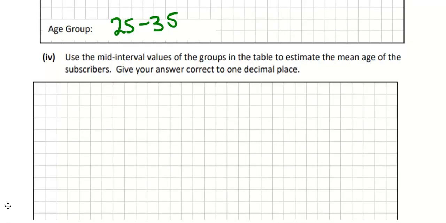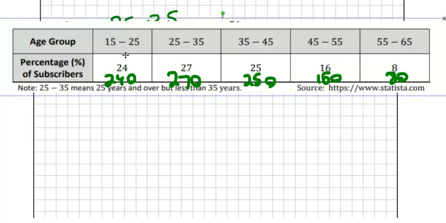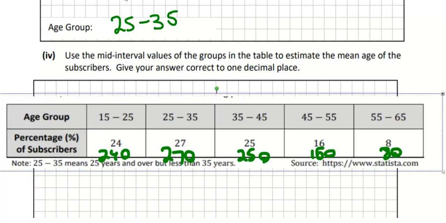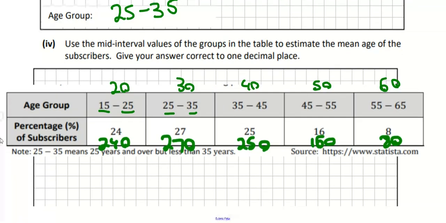Okay, and here's what's going to happen. All right, so mid-interval means middle of the interval, the middle of 15 and 25. Add them together and divide by 2. You get 20. Add them together, divide by 2, you get 30, 40, you get 50, and you get 60. Okay, now we're going to do the hard part, which is adding them all up together.